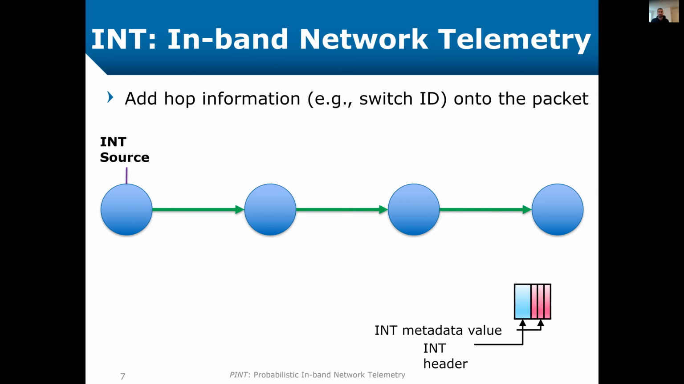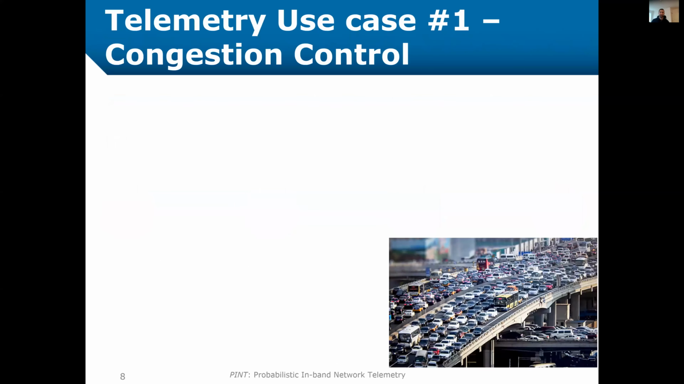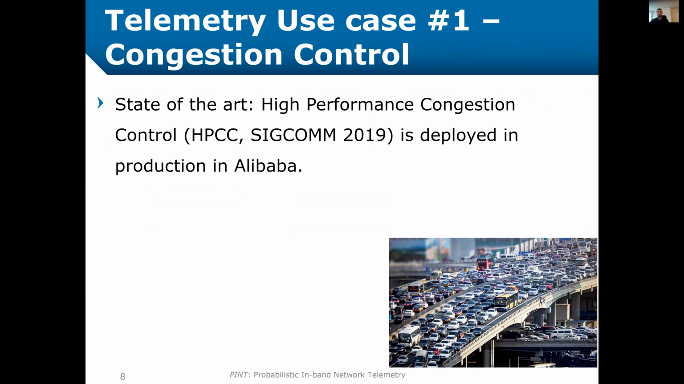So let me give you a few use cases for INT. And the first is congestion control. So just like on the road, if you have too many packets going on a link at the same time, you're gonna get congestion. And congestion control is about tuning the sending rate to avoid congestion. And it turns out that the state-of-the-art congestion control, which is already running in production in Alibaba, is using INT to collect information.